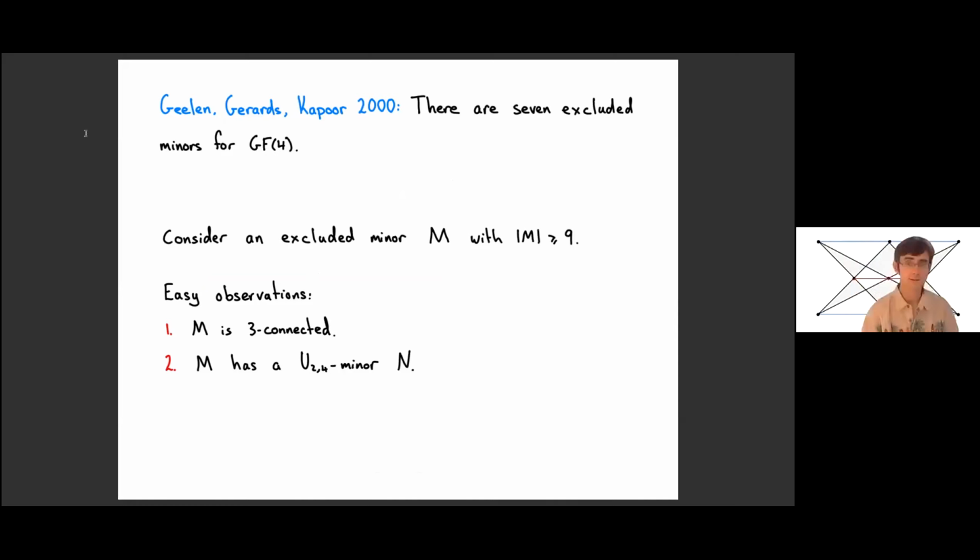All right, so I want to work towards proving the excluded minor characterization for GF4. And let's suppose we've done a case analysis and we already know what happens for matroids of up to 8 elements. So let's take an excluded minor with at least 9 elements. It's easy to prove that excluded minors are 3-connected. And of course, you have to have a U24 minor, because if you don't have a U24 minor, you're already binary. And if you're binary, you're GF4 representable too. So our excluded minor is 3-connected and has a U24 minor.